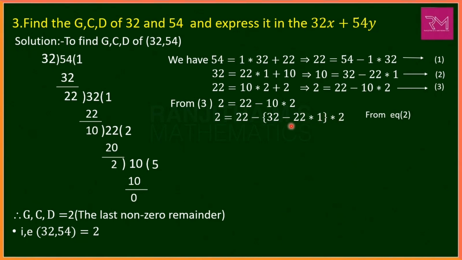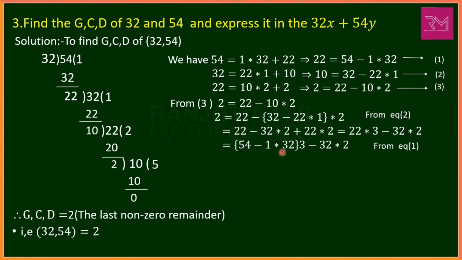Next step, multiply 2 inside the bracket, we get 22 minus 32 into 2 plus 22 into 2, which is 22 into 1 plus 22 into 2, we get 22 into 3 minus 32 into 2. Next step, from equation number 1 we substitute in the place of 22 as 54 minus 1 into 32, into 3 as it is, minus 32 into 2. Multiply 3 inside the bracket, we get 54 into 3 minus 32 into 3 minus 32 into 2. Here we have minus 3 into 32 minus 32 into 2. We can take minus 32 as common, the remaining is 3 plus 2 is 5.